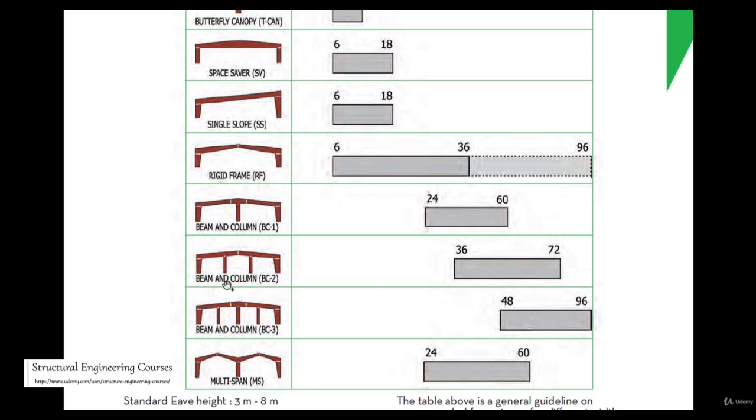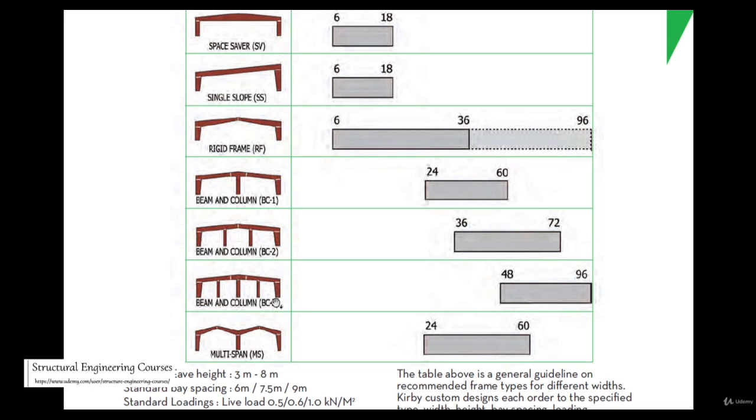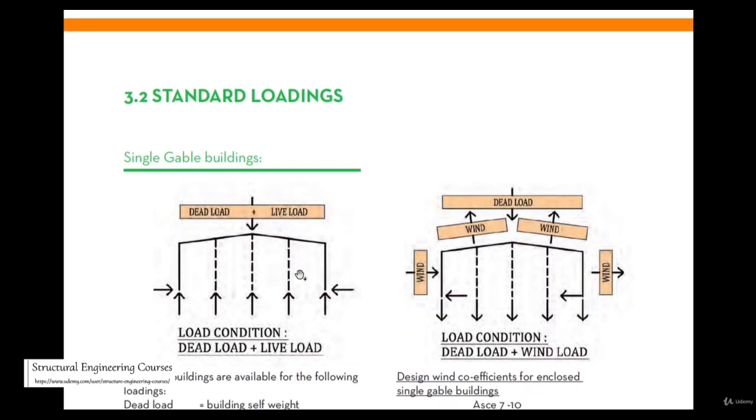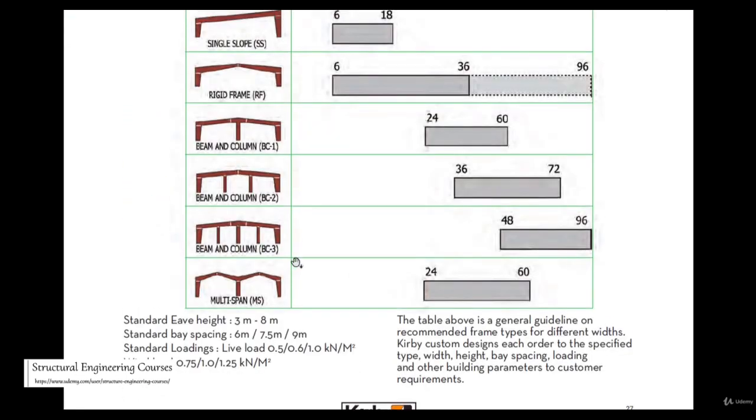So let us say if you want to go for a 72 meter span, so 72 divided by 3, so 24 meter, 24 meter and 24 meter. Similarly, for 96 meters also we can provide 3 columns here, and in the range of 24 to 60 meters we can go for this multi-span arrangement here.